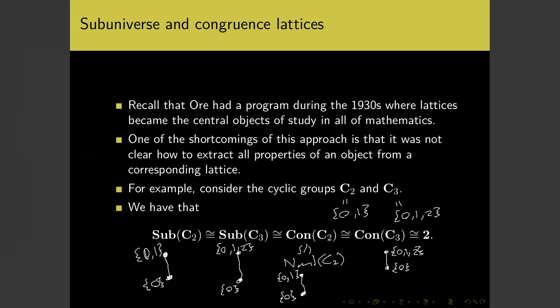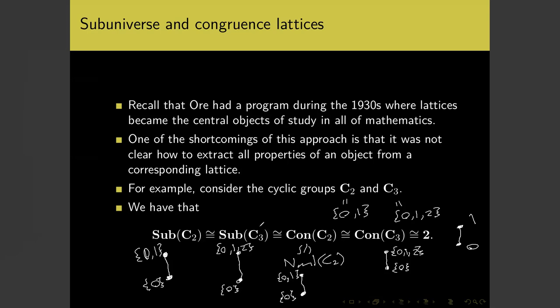And so this 2 is just used to denote the two element lattice, which has two elements and this Hasse diagram of a bottom element, say 0, and a top element, say 1. As you may verify, all of these two element lattices are isomorphic to each other. They are the same lattice in that sense, although there might be different labels for their elements.